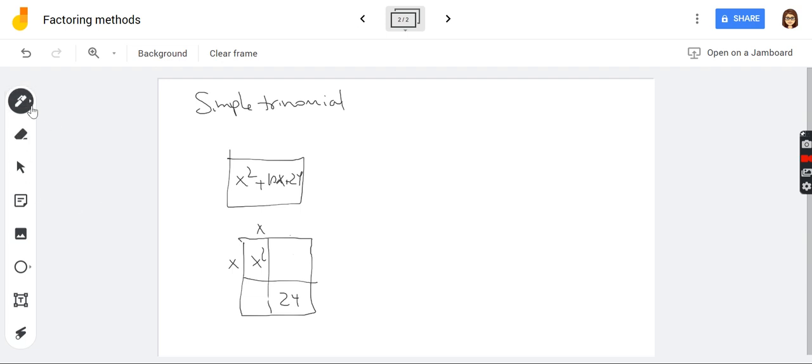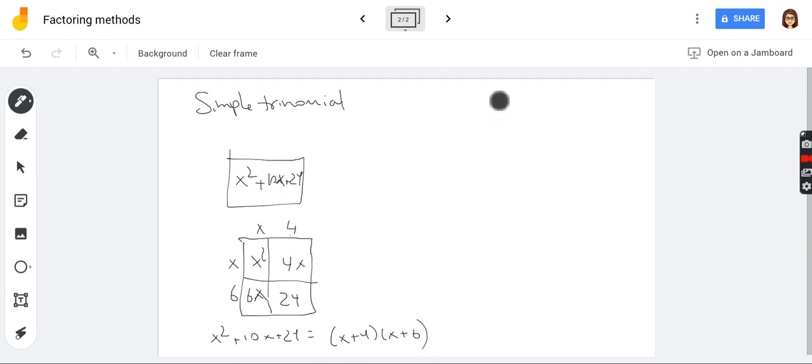So keep playing with it until eventually I realize, okay, 4 and 6 will work. So this is 4x and this is 6x. It adds up to the original. And so x squared plus 10x plus 24 can be factored as x plus 4 times x plus 6. Okay, that's factoring simple trinomial.